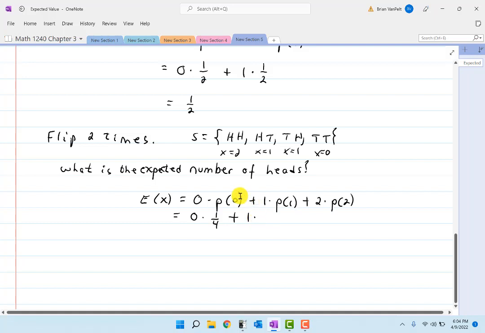The probability of 1 head, I've got 2 situations that have 1 head out of 4, so it's 2 out of 4. The probability of exactly 2 heads is 1/4. Notice they all have the same denominator of 4, so I can add 2 plus 2, and that will be 4/4. So if you flip a coin twice, you would expect 1 head.